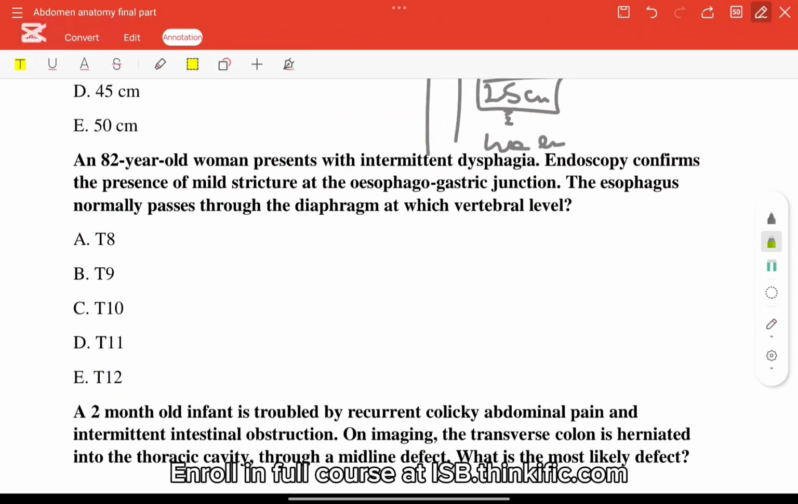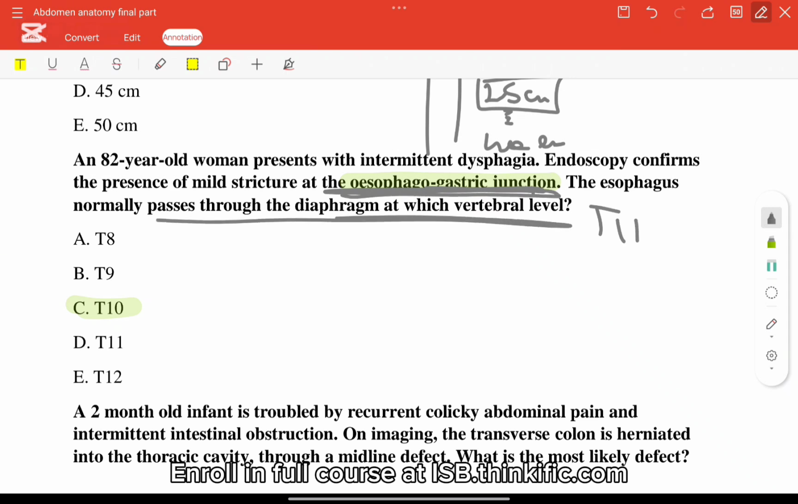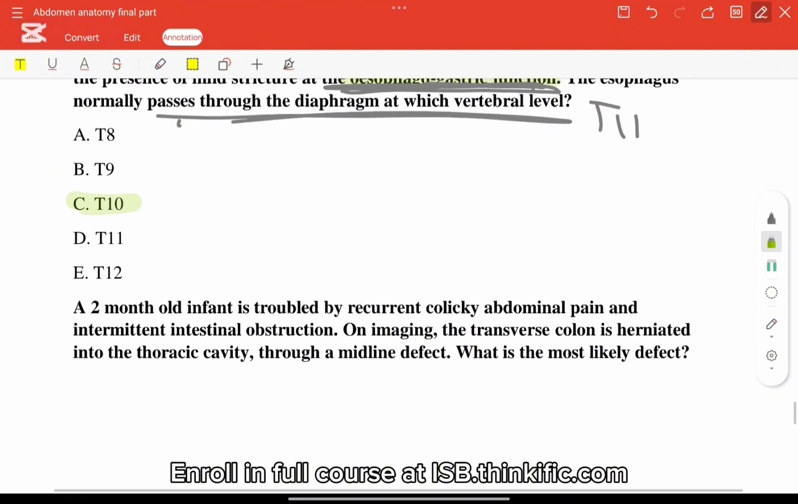Let's take another example. An 82-year-old woman presents with intermittent dysphagia. Endoscopy confirms the presence of mild stricture at the esophagogastric junction. The esophagus normally passes through the diaphragm at T10. But remember, the esophagogastric junction, as I've told you in the previous lectures, is at T11, not T10. But here they don't want the junction, they want where it passes through diaphragm.